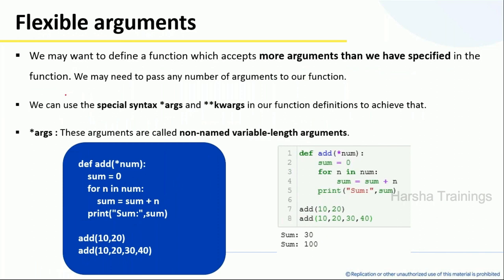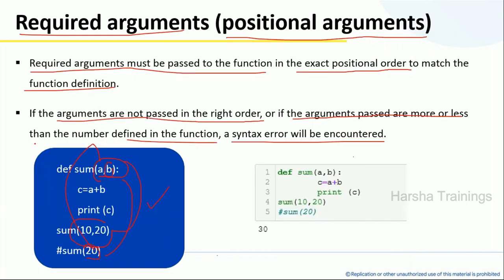Now, finally, the fourth kind of arguments are called flexible arguments. Python supports 2 flexible arguments. The first one is star args. The second one is star kwargs. Now, let me tell you the beauty of star args. It is exactly opposite to positional arguments.